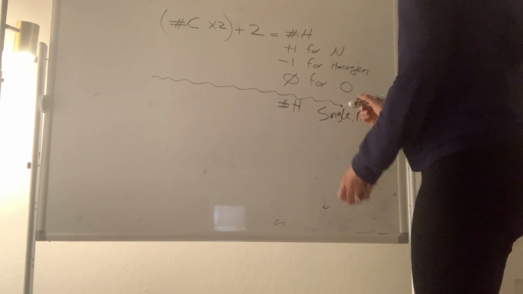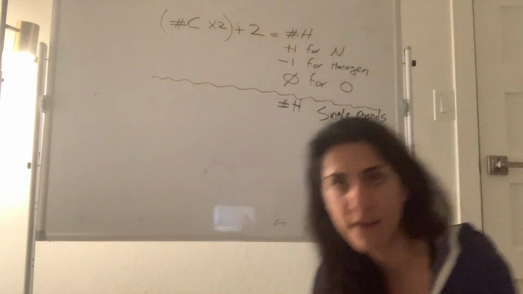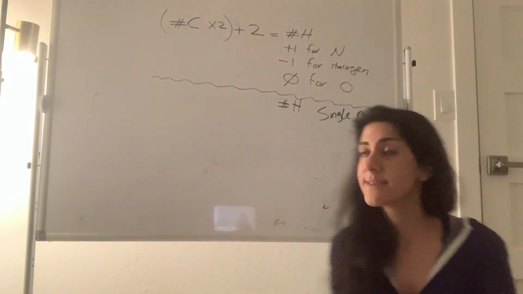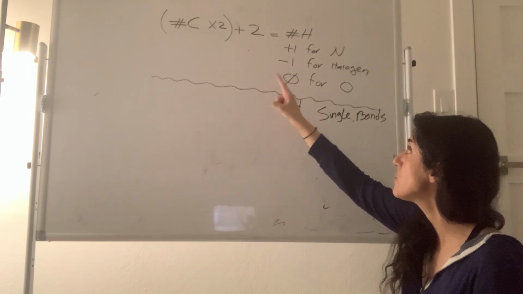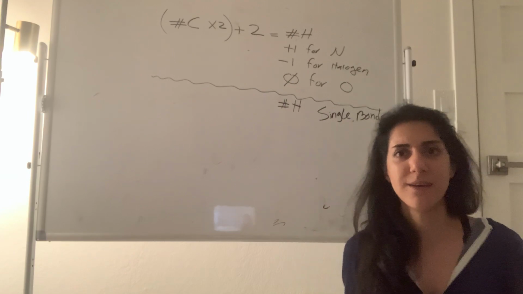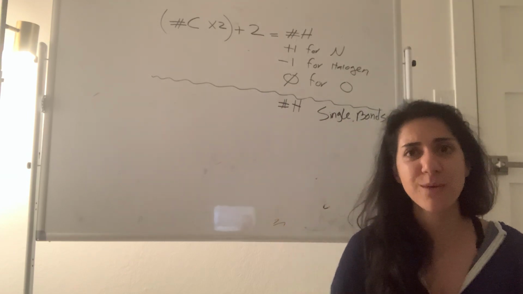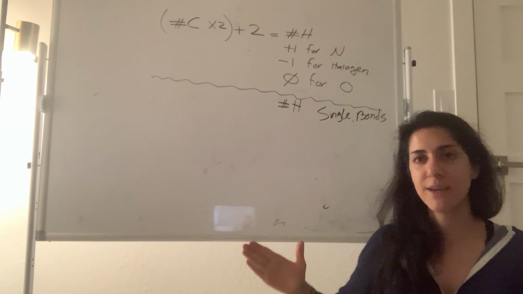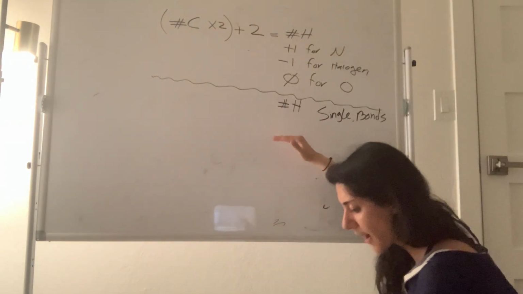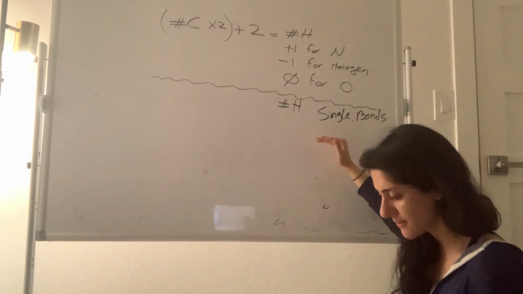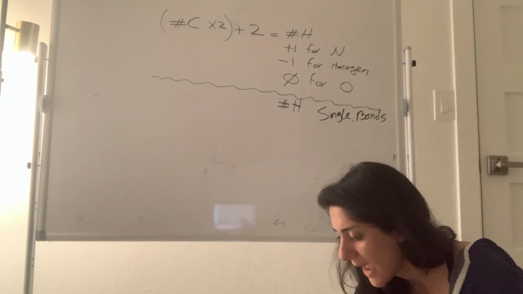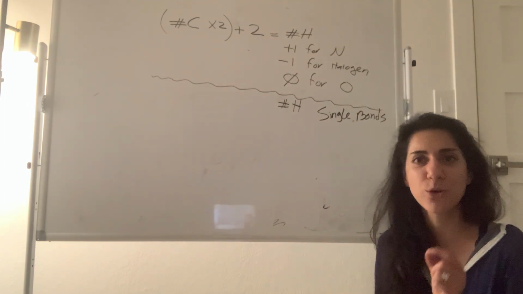If it's saturated, that's what we get. So, let's go over this together. To figure out how many hydrogen a compound is going to have, it's the number of carbon times 2 plus 2. Then for every nitrogen, you add 1. For every halogen, you subtract 1, and you do nothing for oxygen. That gives you the total number of hydrogen that we have as long as we have only single bonds.